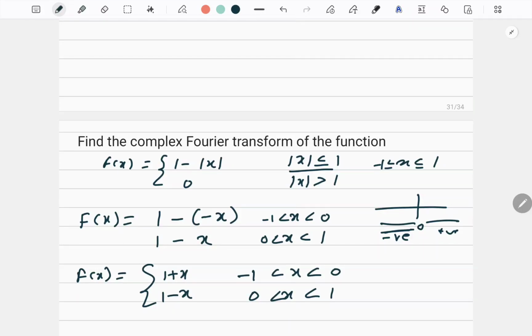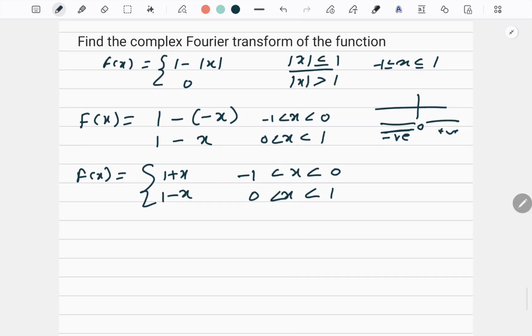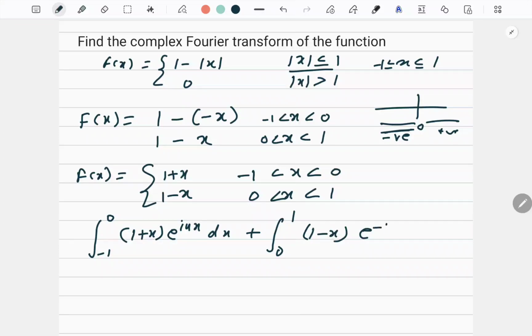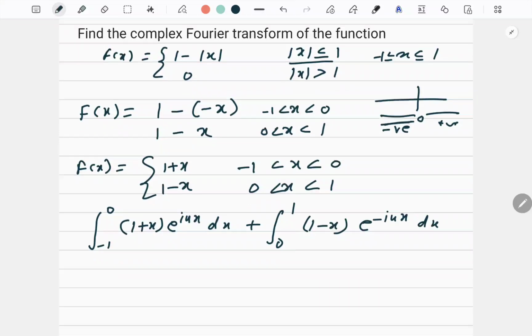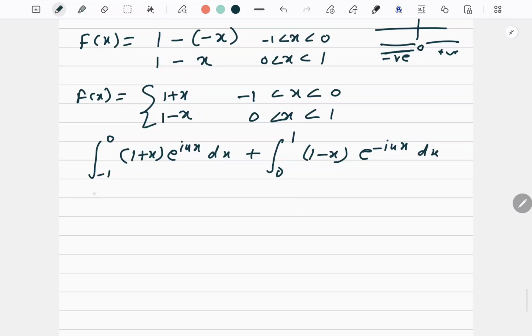Okay, now let us apply the formula of Fourier. So what is the formula? Minus infinity to plus infinity, which I need to break from minus 1 to 0. Okay, 1 plus x e to the power iux dx plus 0 to 1, 1 minus x e to the power minus iux dx. Okay, so now let us apply here. So first function, integration of second, minus integral d by dx of first and double integration of second.